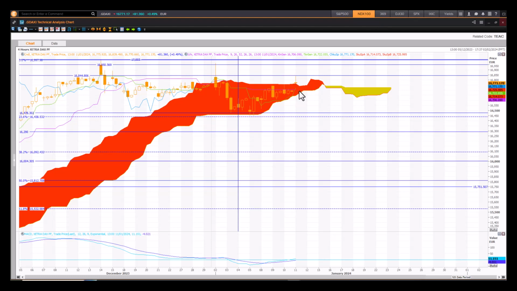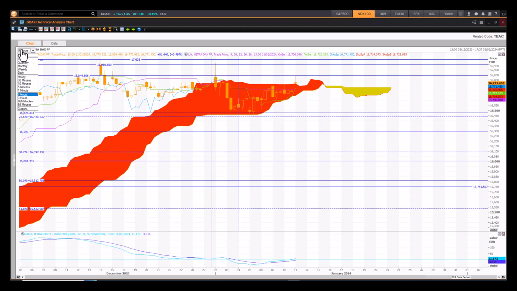Any kind of price action below the cloud here will then enter bearish territory, and then the downside support targets are this old cloud chart support zone, as well as these Fibonacci levels that we get off the daily Ichimoku.